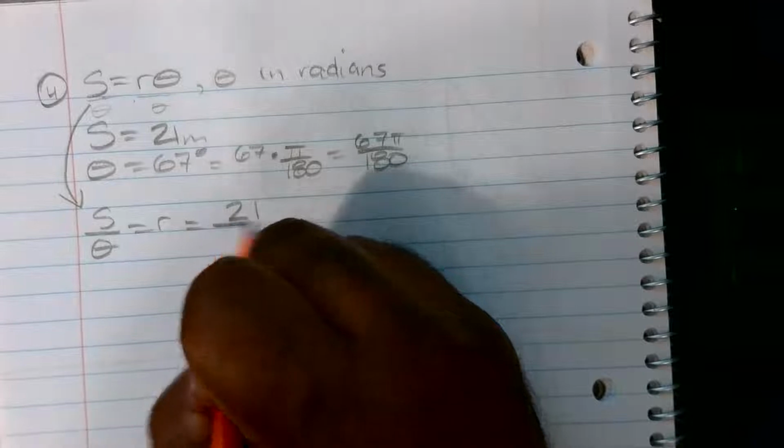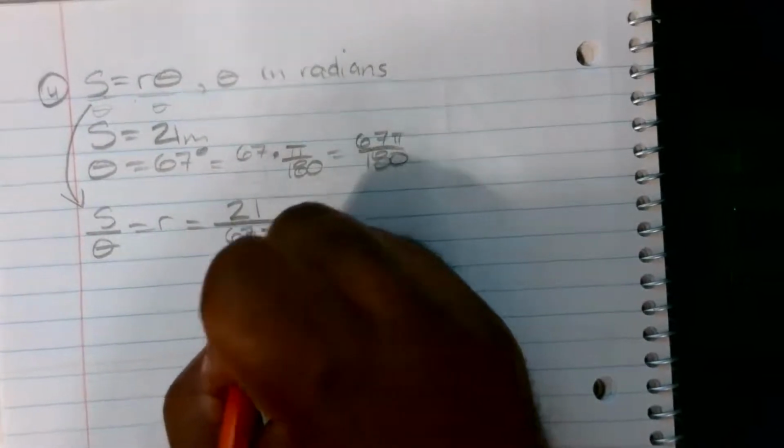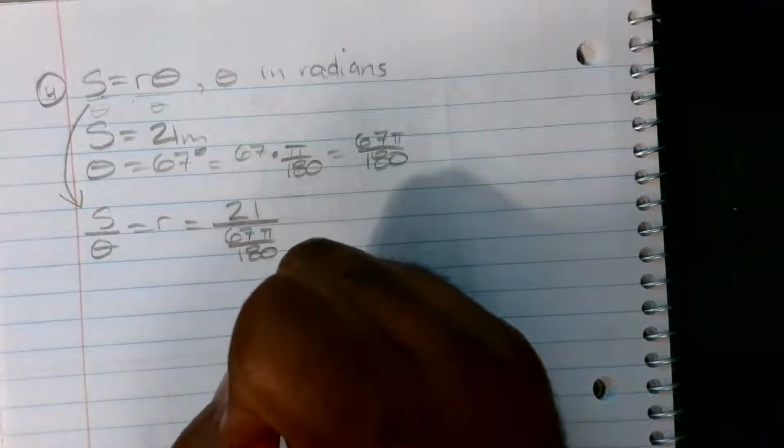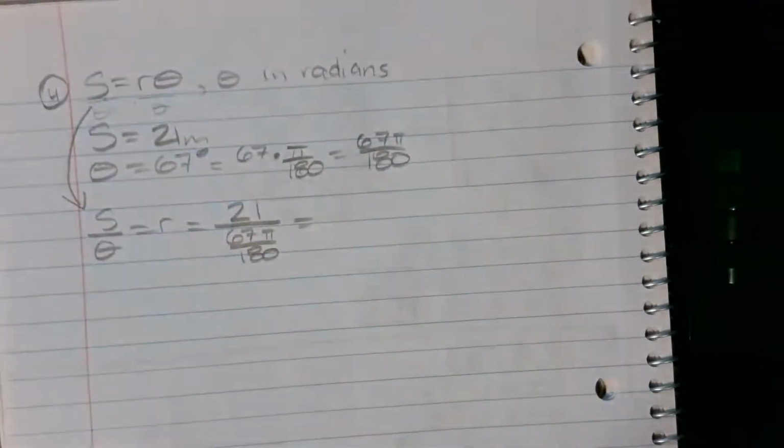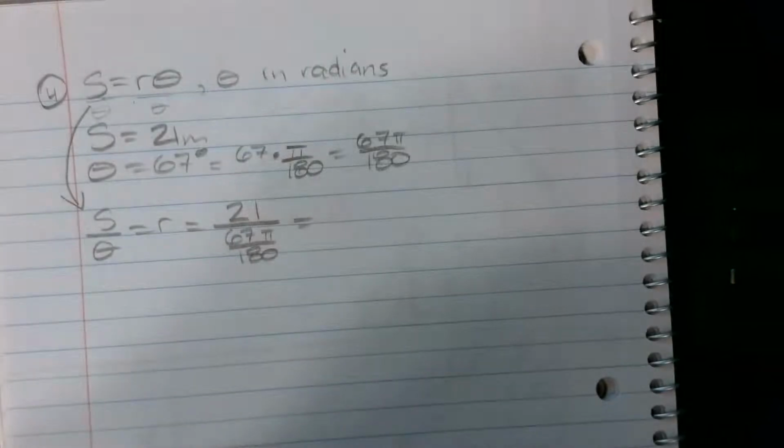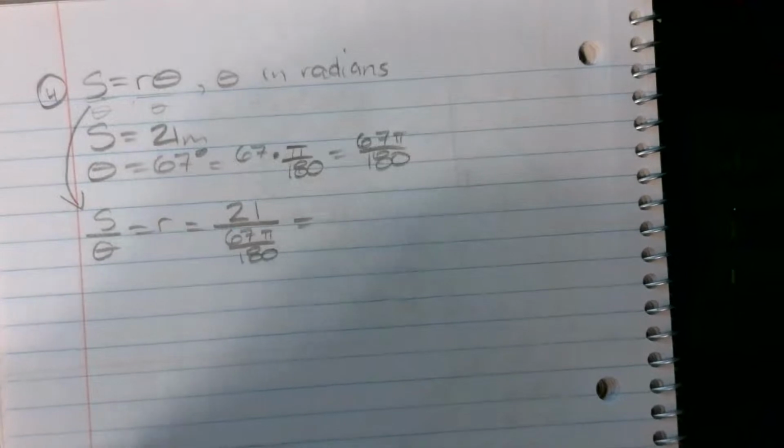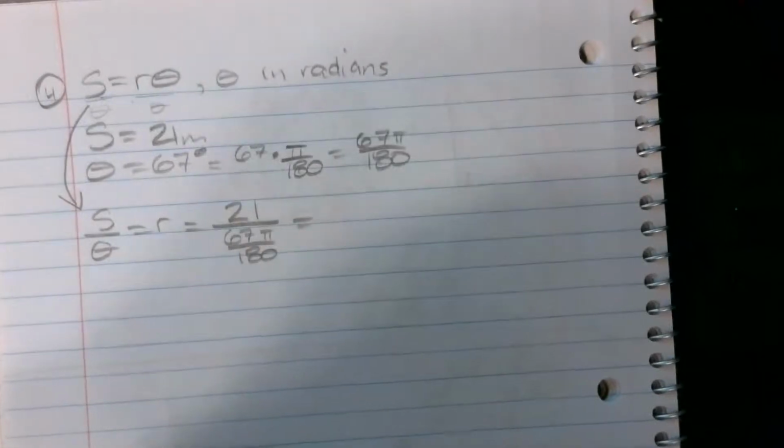So in this case, S is equal to 21, and we're dividing by 67 pi over 180. Believe it or not, if you use your calculator correctly, you can put this in just like this. Even with the recommended calculator, you can just put it in there. So let's do that. I put 21, and then on the bottom I put 67 pi over 180.